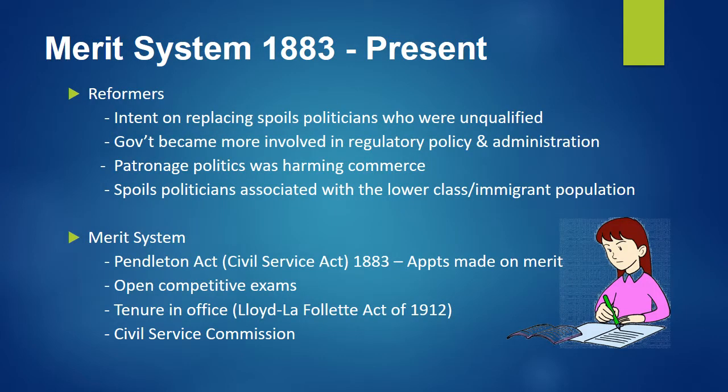The third phase of public administration that we currently have in place today is known as the merit system. So the reformers, they were intent on replacing the spoils politicians who were unqualified. Government was becoming more involved in regulatory policy and administration, and they felt the need to have qualified personnel in government. Patronage politics was harming commerce, and finally, spoils politicians were associated with the lower class and immigrant population. And being that these reformers were middle-class Anglo-Americans, they did not want these groups to gain any power or attraction in the government. So finally, we see the merit system.